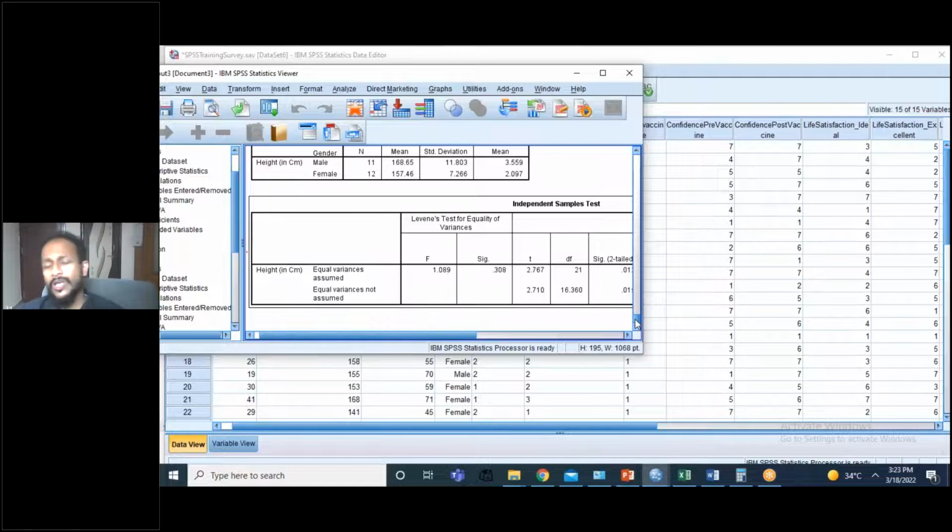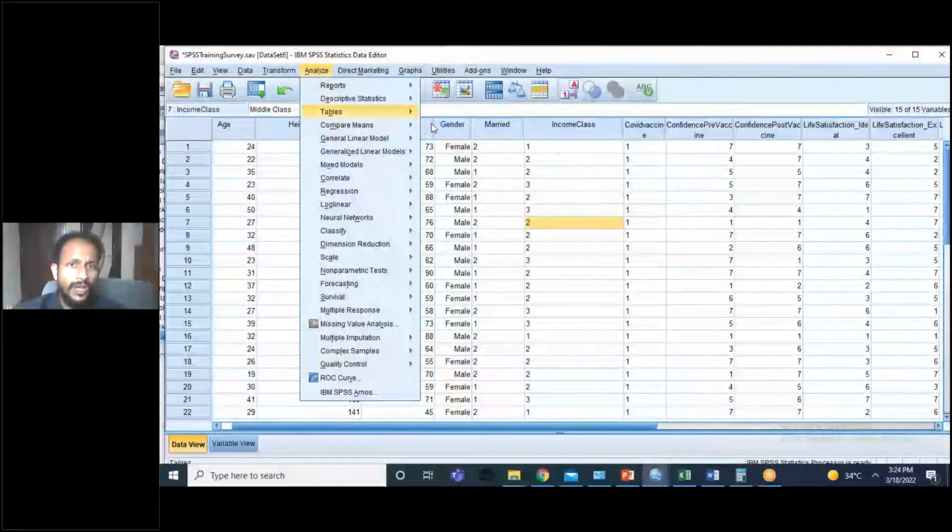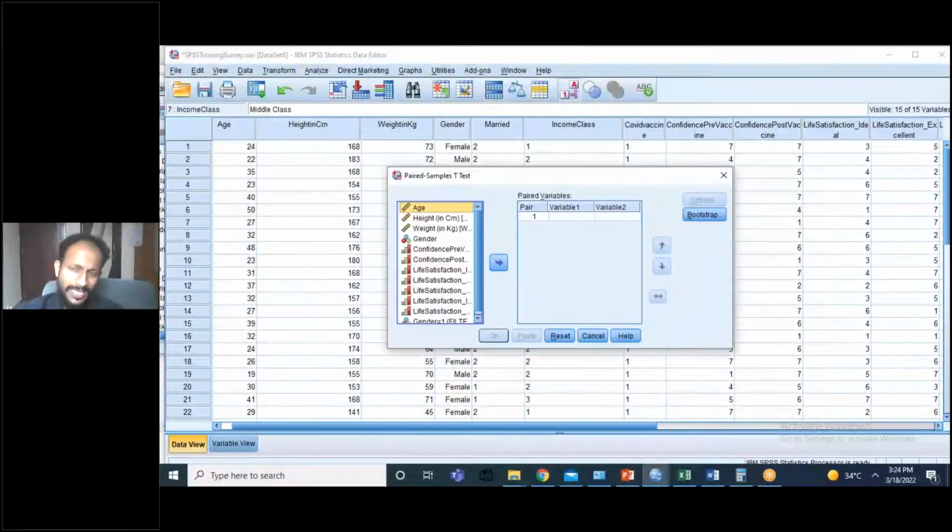You go for independent sample t-test when you wanted to compare the mean across groups. When you wanted to compare the mean across two groups, that is where you use independent sample t-test. Now, what is the meaning of the term paired sample t-test? Paired sample t-test means what is the improvement in terms of the test.